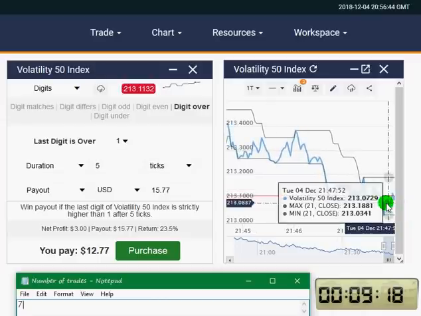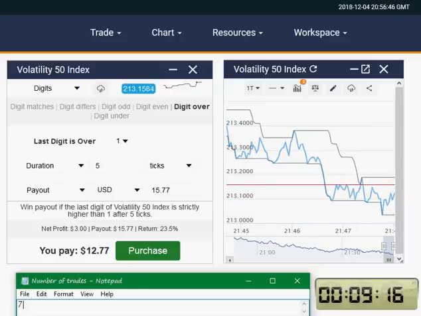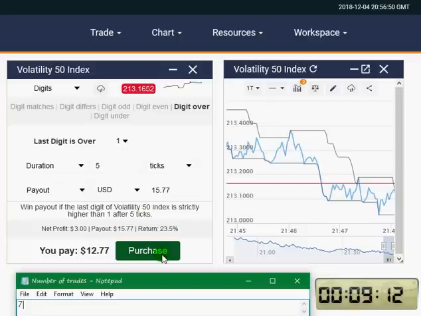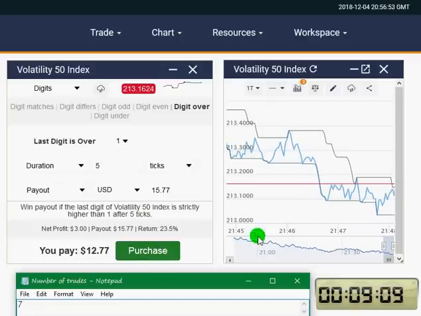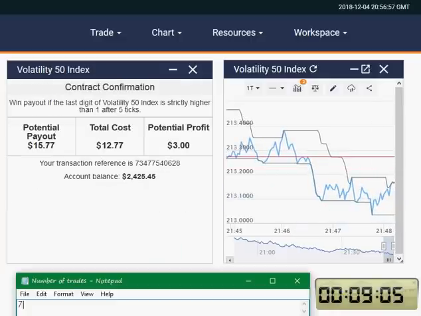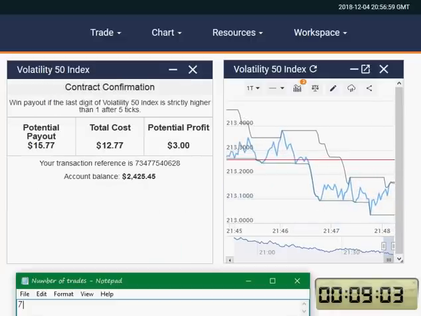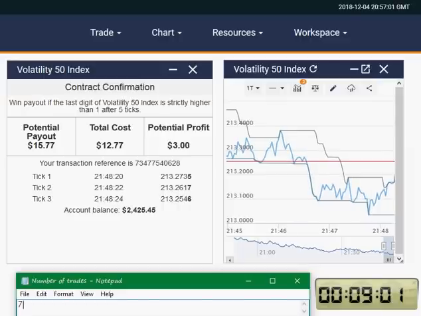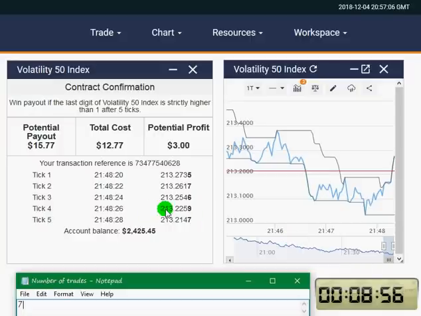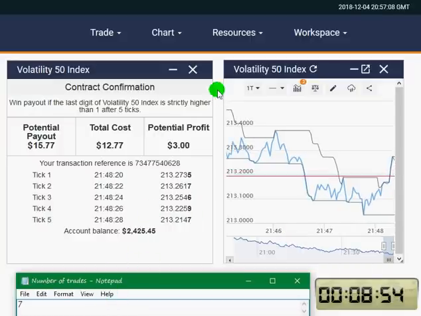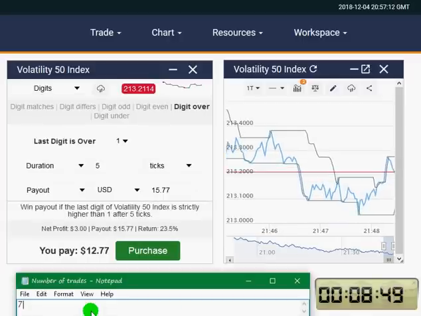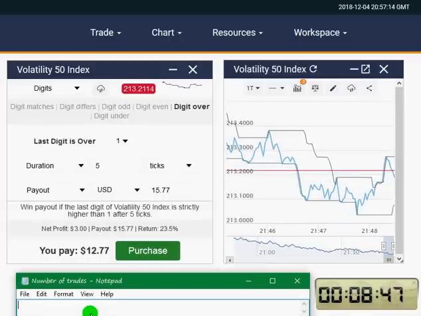Moving up again. See, it has overlapped it. Then we click on purchase. That is the 7th trade. So you can see we won the 7th trade. We won the 7th trade. So we have 3 more to go for us to make the 30 USD in this section.